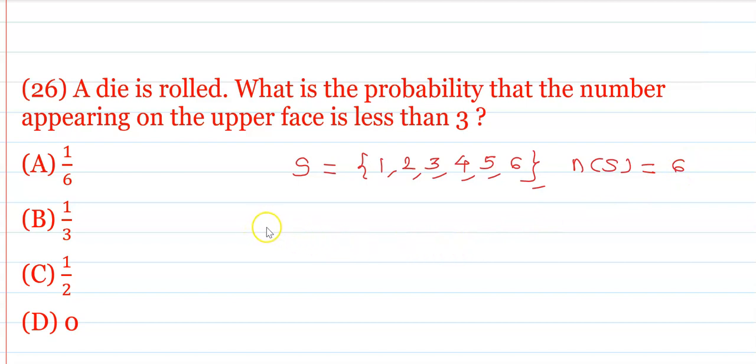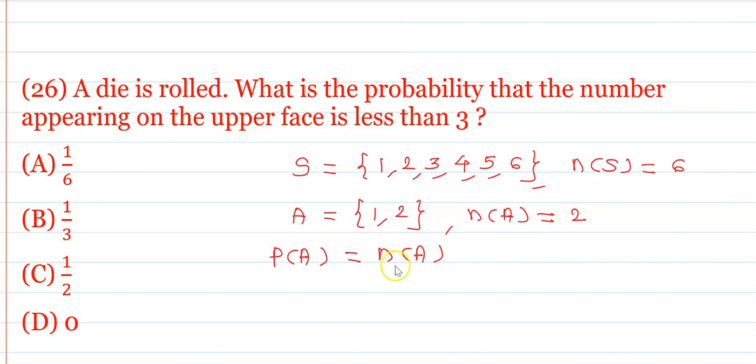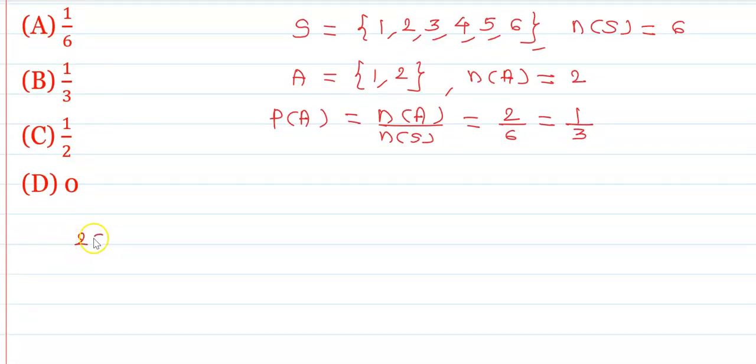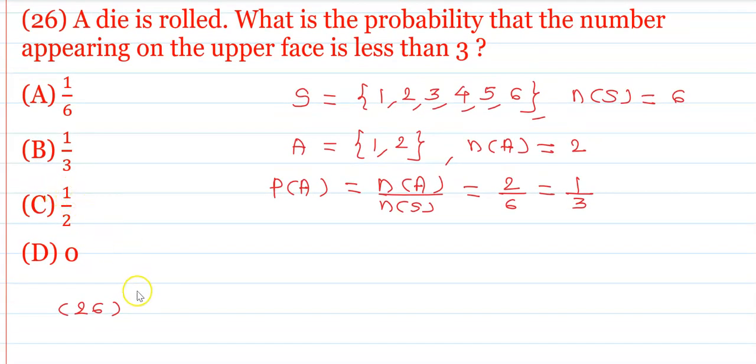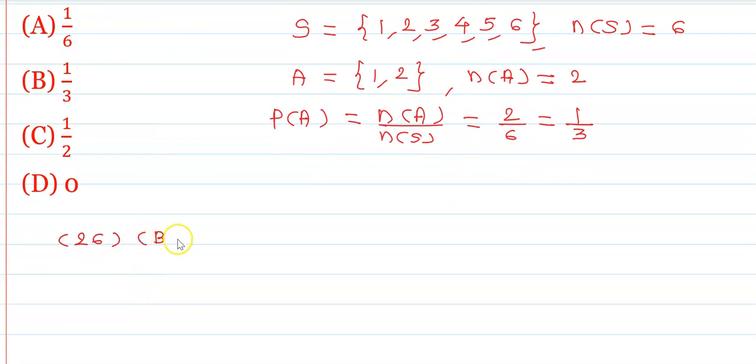The number appearing on the upper face is less than 3. Therefore, the event, we need numbers less than 3, that is 1 and 2. Therefore, N of A is equal to 2. Therefore, P of A is equal to N of A upon N of S, which is 2 by 6, and that is equal to 1 upon 3. Okay. Where is 1 by 3 probability? The option B is the correct one. Therefore, sub question 26, the answer is B. The probability is 1 by 3.